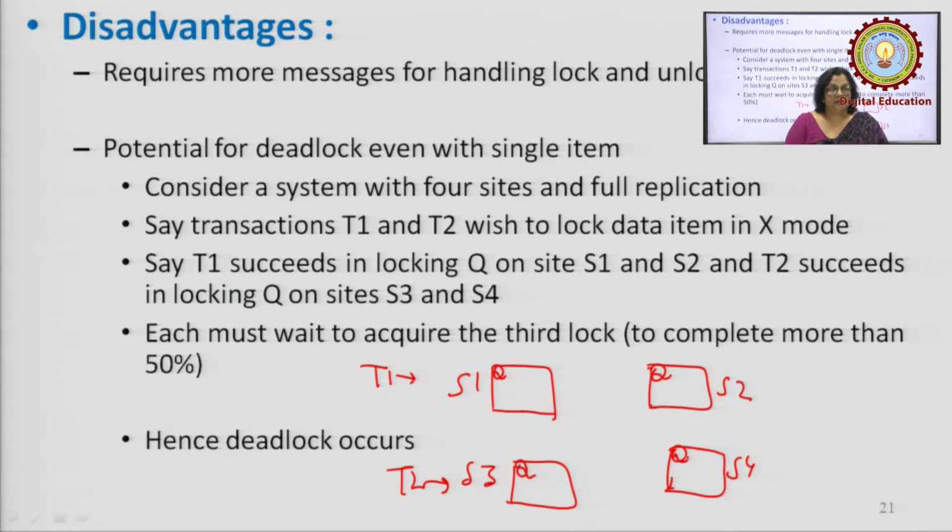Now, each transaction has to wait to acquire the third lock to be able to get more than 50%. But since the lock is acquired by T1 on 2 sites and by T2 on 2 sites, both T1 and T2 have to wait for each other to release the lock so that they can acquire it. This leads to a deadlock situation.